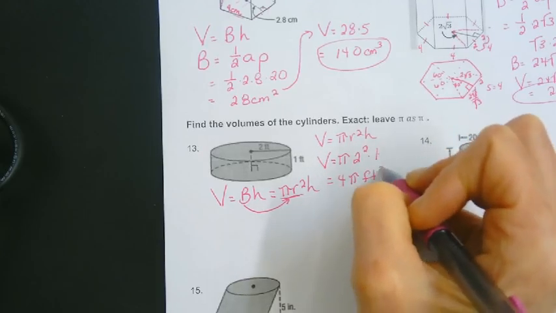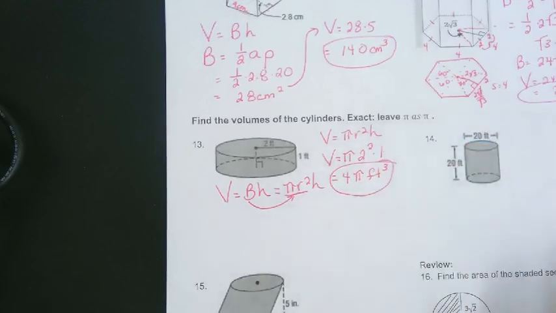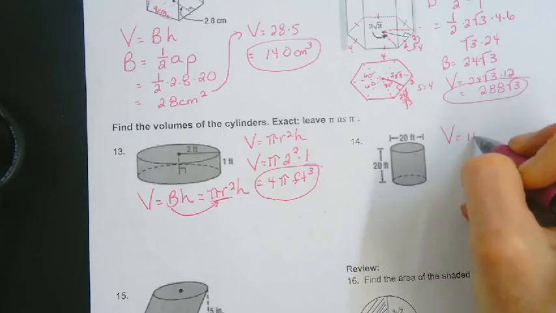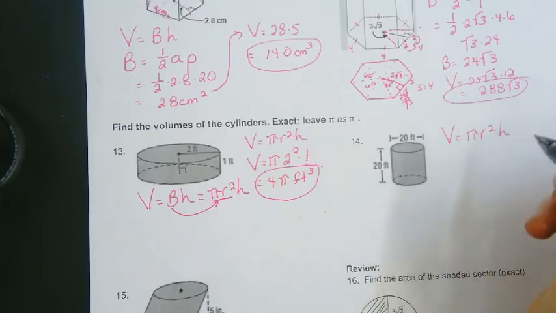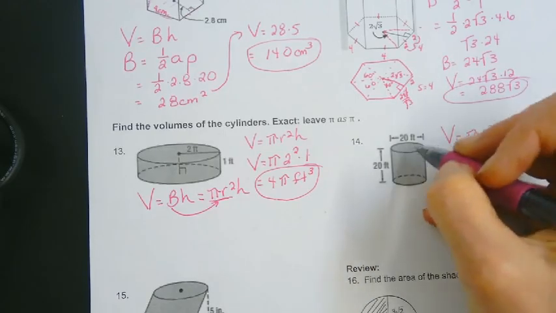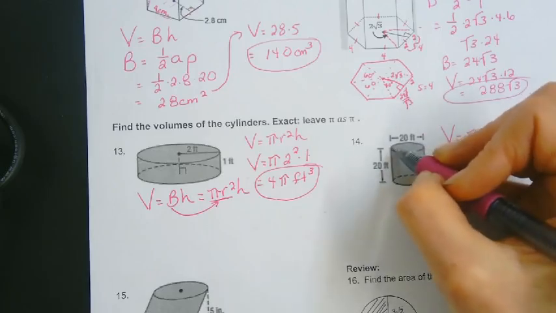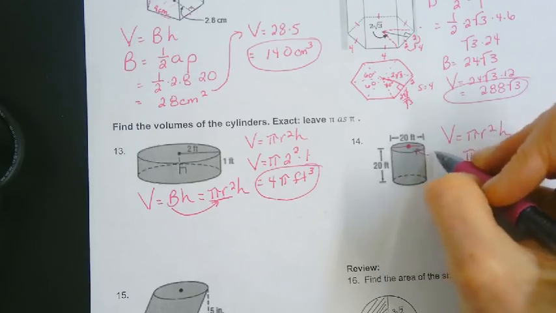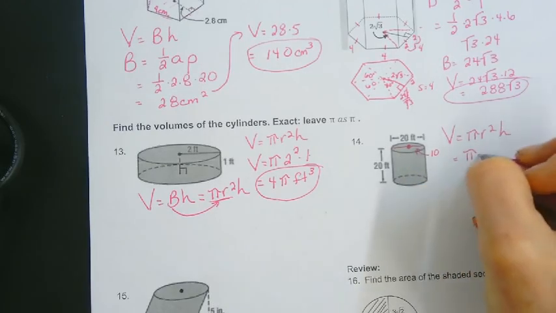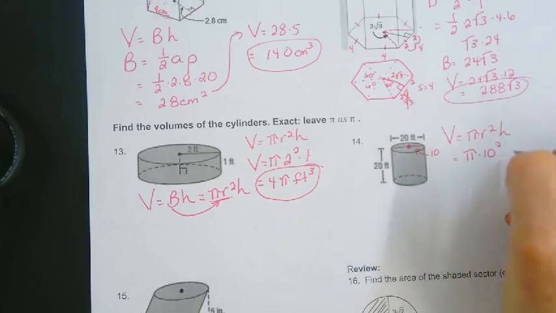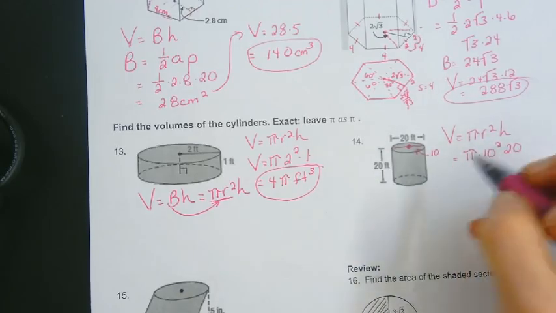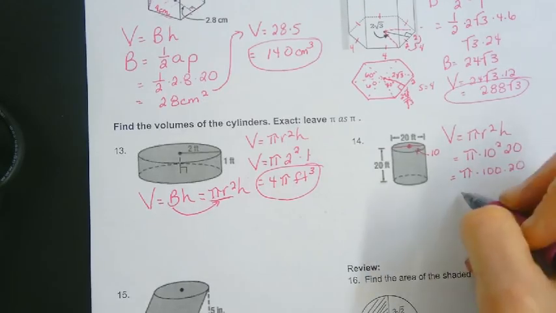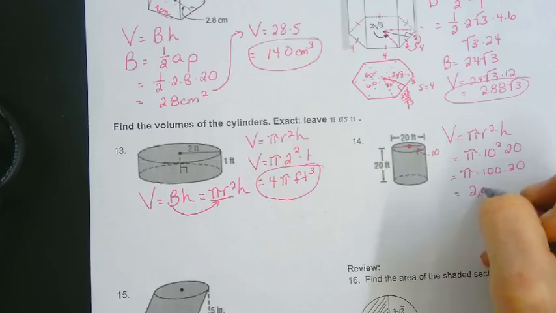Okay, number 14. Find the volume. It's equal to pi r squared times the height. So pi, now what's our radius? If this distance, this diameter here is 20, then our radius is half of that. So our radius is 10. So pi times 10 squared, and then the height is 20. Okay, so that's pi times 100 times 20. That's equal to 2,000 pi feet cubed.